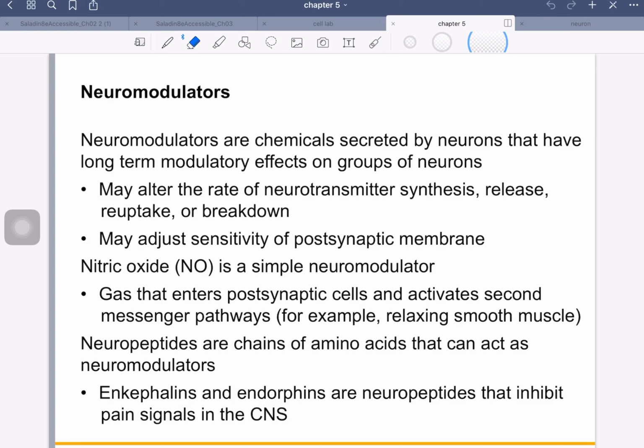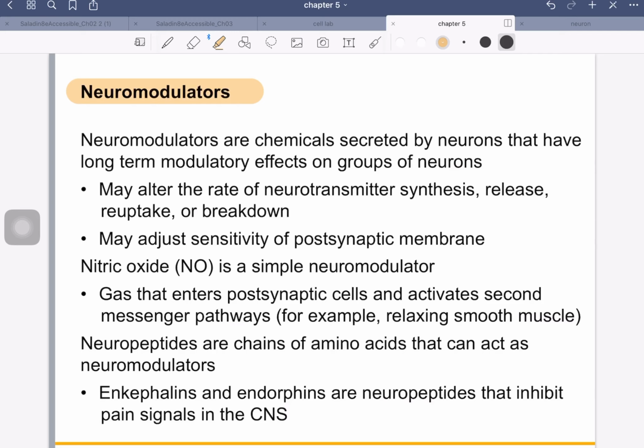In this video, we'll be looking at some of the last topics in this chapter. So we're going to pick up where we left the last one. We're about to talk about neuromodulators. And neuromodulators are chemicals secreted by neurons that can have an effect on a group of neurons or individual neurons. And it can either enhance their action or possibly inhibit their action.